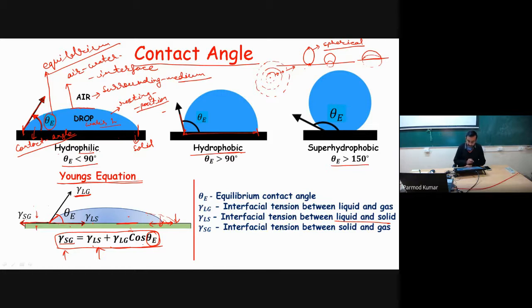However, one limitation of this Young's equation is that it is applicable only at the equilibrium position. When a drop is moving, for example, initially it is like this, and after some time it will be like this, and after some time like this, here the contact line is moving. When the contact line is moving, the equation is not applicable. It is applicable only when the contact line is in equilibrium.